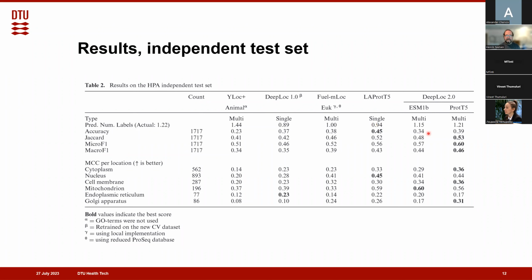So again, the accuracy, which counts the occurrences of all labels being correct in a prediction, is better for LA-Prot5, but the other measures are better for DeepLoc2: the Jaccard score, the micro F1 and the macro F1.